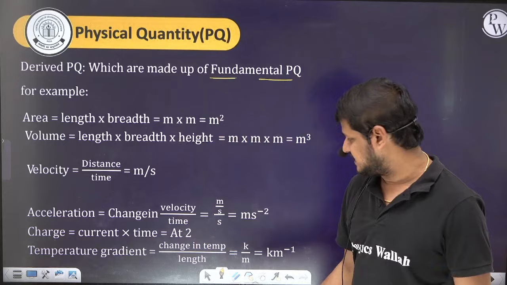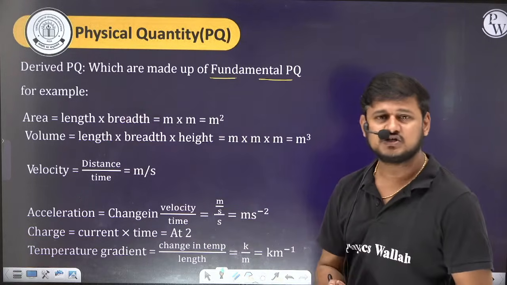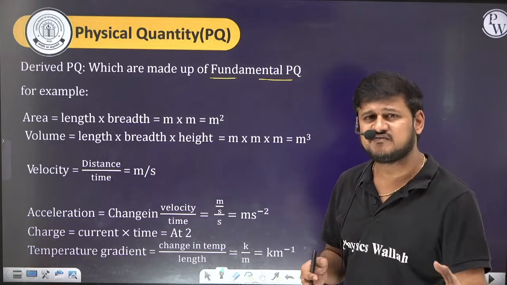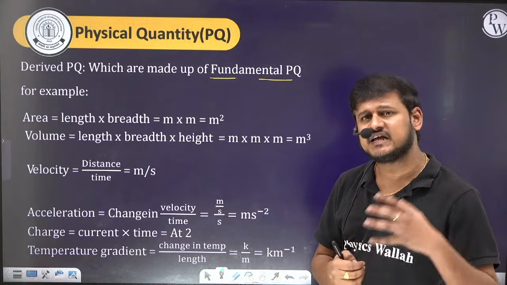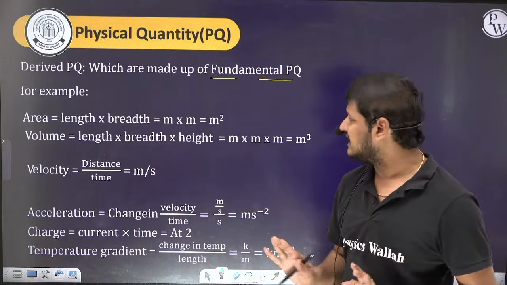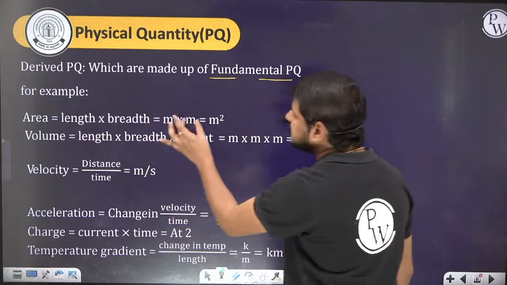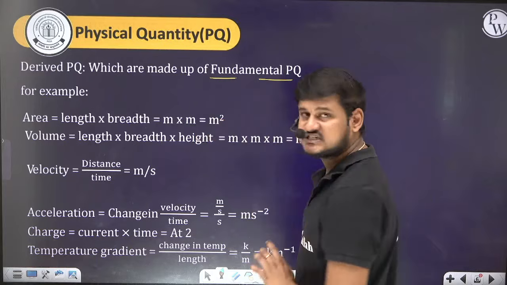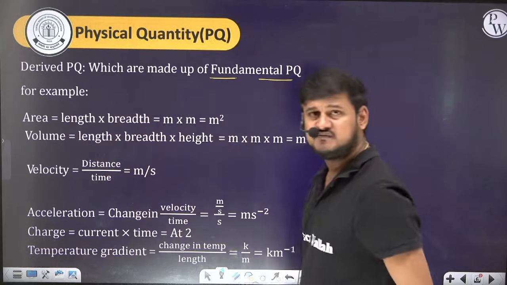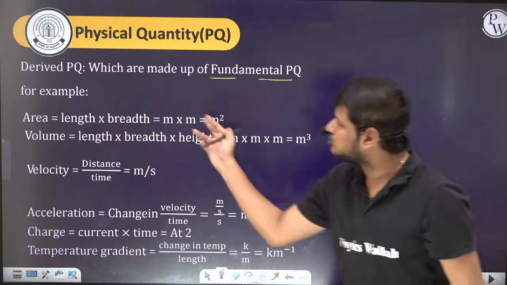fundamental physical quantities. For example, if I talk about the area, area is nothing but length into length. If I take the square, it's side into side. If I take the rectangle, it's length into breadth. So it is length into length or length into breadth. Length is measured in meters and breadth is measured in meters, so meter square. This is one fundamental physical quantity, and this is also one fundamental physical quantity. These two combined give the derived physical quantity called area.